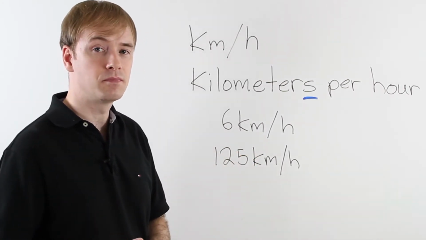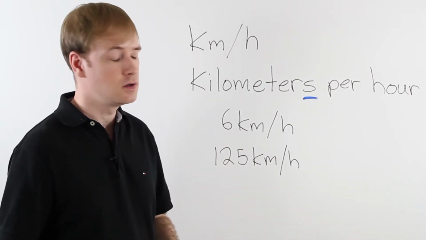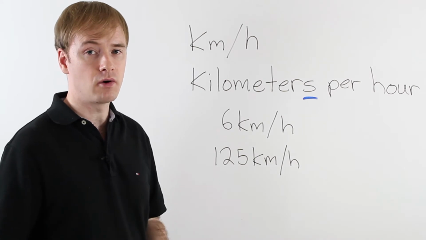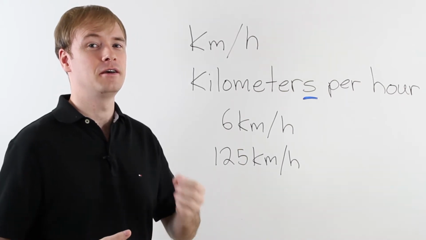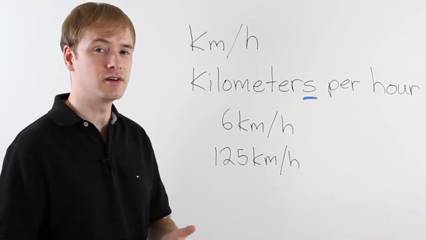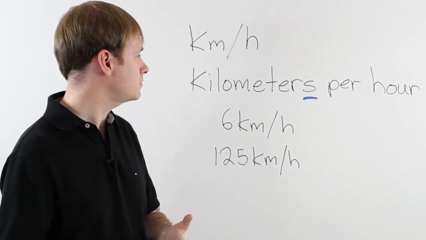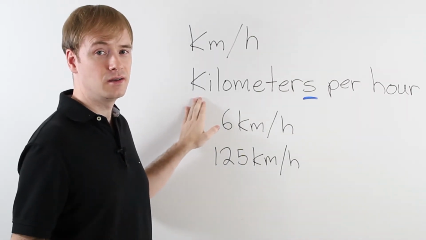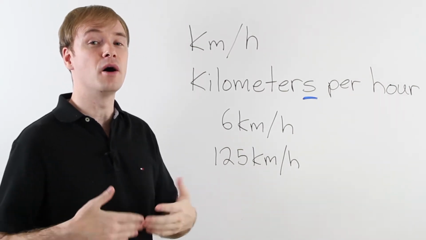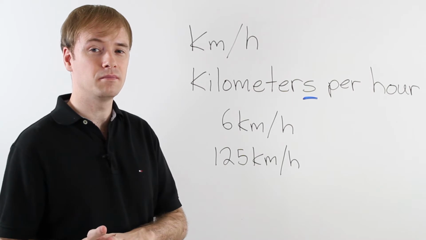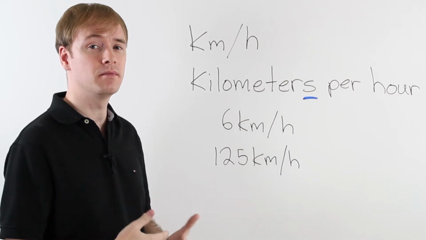And the next speed, 125 kilometers per hour. Let's say it a little faster. 6 kilometers per hour. 125 kilometers per hour. Can you hear the S? It's very difficult, but it's there. I've been using one pronunciation of kilometers, but some people might say it differently. Both pronunciations are acceptable, but one is more common.